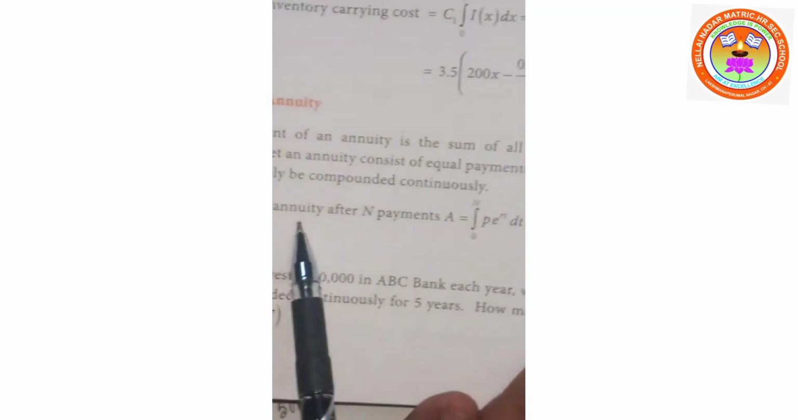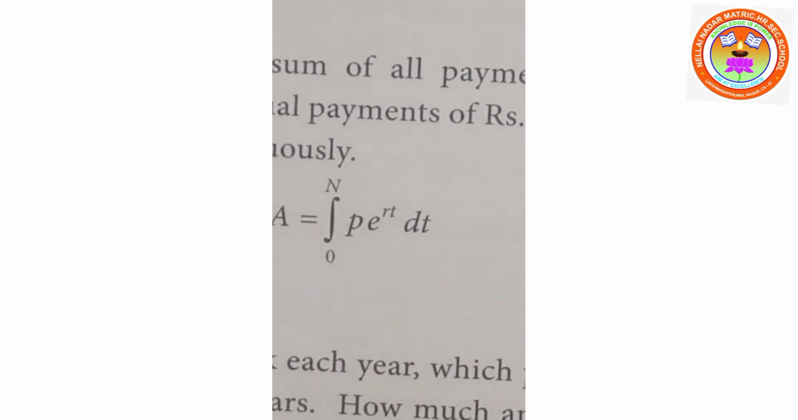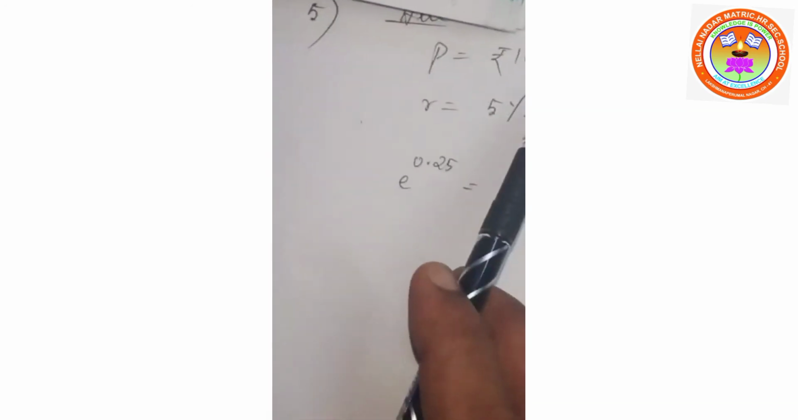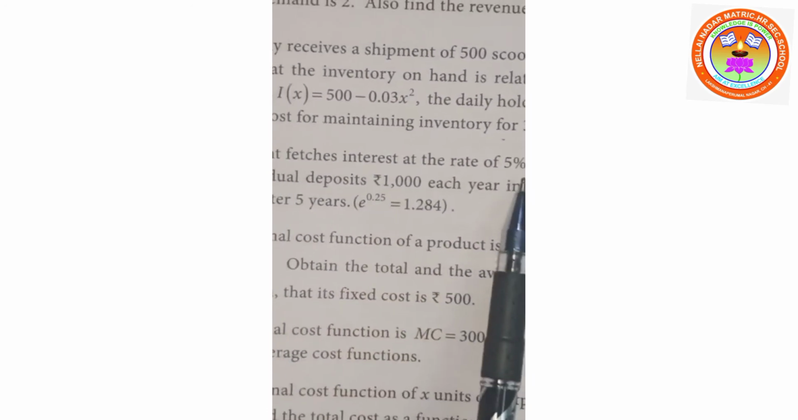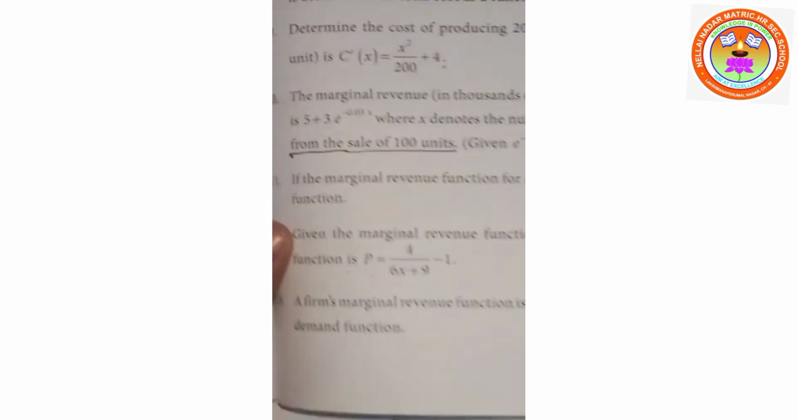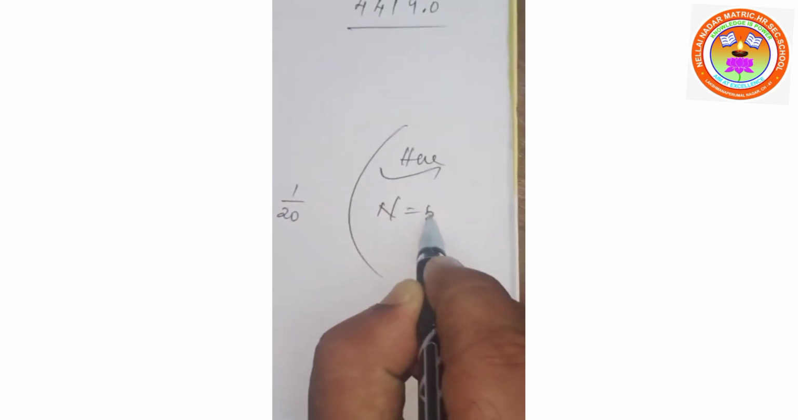Let an annuity consist of equal payments of rupees P and the interest rate of r% annually, compounded continuously. Here is the formula. Amount of annuity after n payments, capital A, equals integral 0 to n P into e power RT dt. Okay. In this problem, P is equal to 1,000 rupees. Rate of interest 5%. Capital N value is 5. Here N is equal to 5.